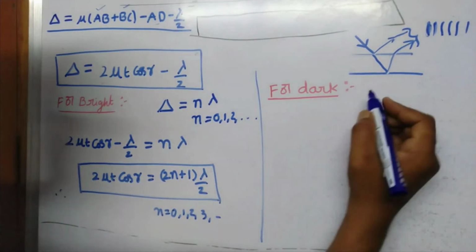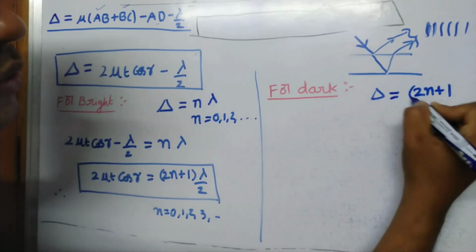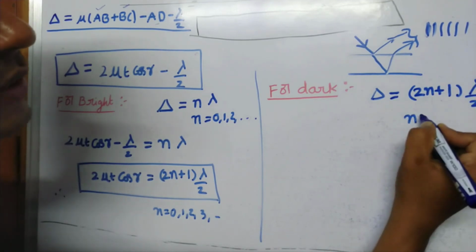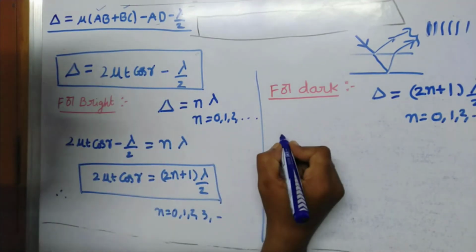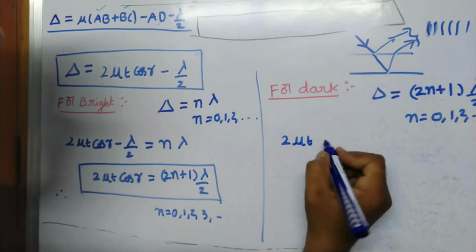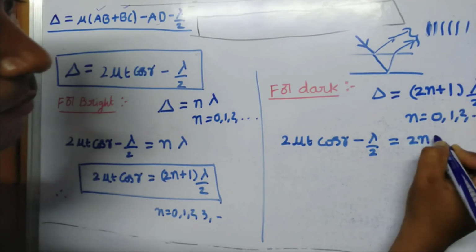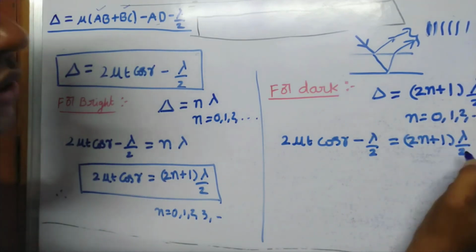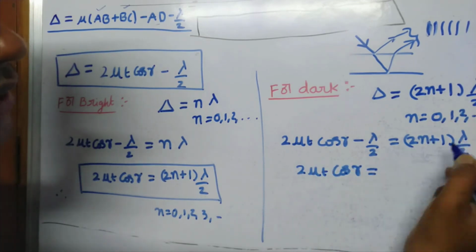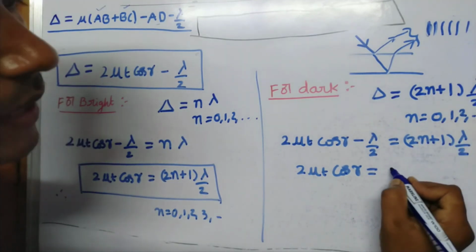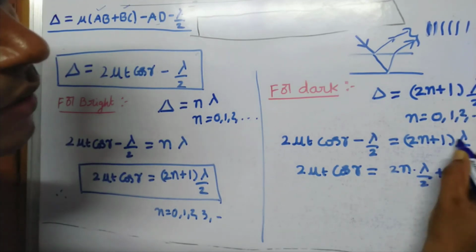Similarly, what is the condition for dark in general? Delta is equal to 2n plus 1 into lambda by 2, where n runs from 0, 1, 2, 3, etc. Now what is delta for this case? Delta means path difference, 2 mu t cos r minus lambda by 2 is equal to 2n plus 1 into lambda by 2. So then 2 mu t cos r is equal to, if you take it across, it becomes plus lambda by 2. So plus lambda by 2 means 2n into lambda by 2 plus lambda by 2, if you expand this one.